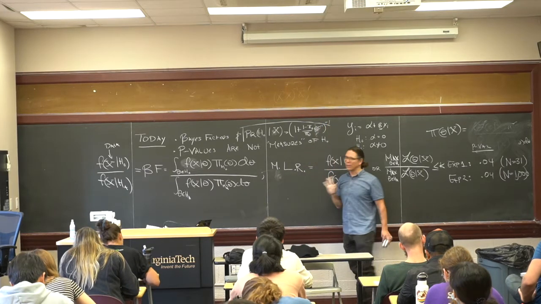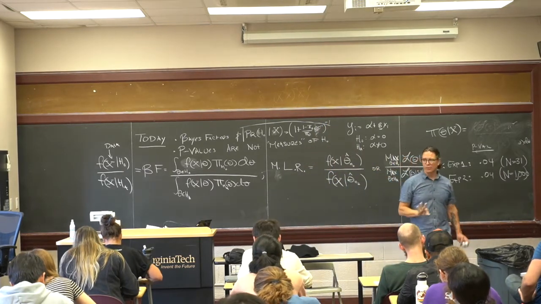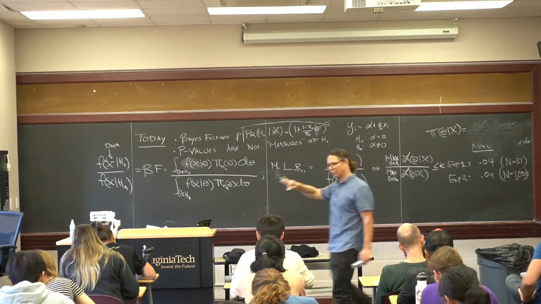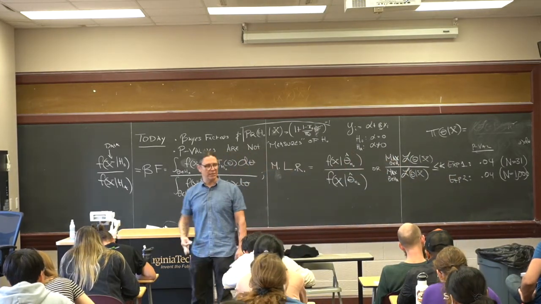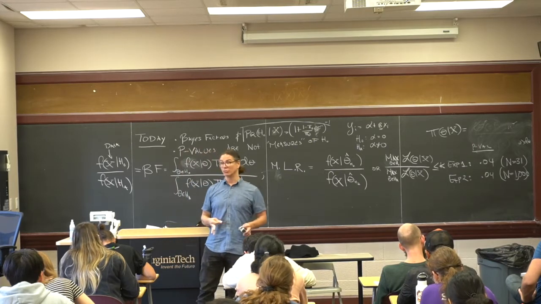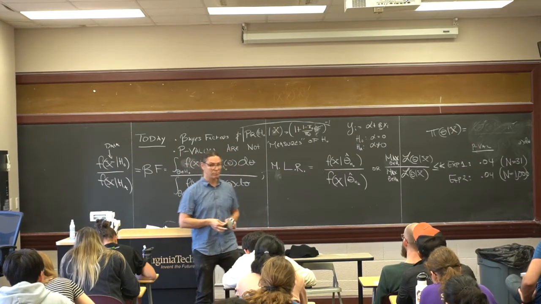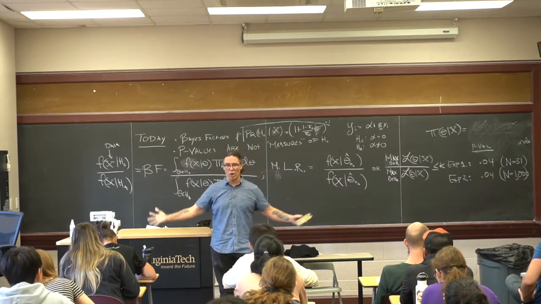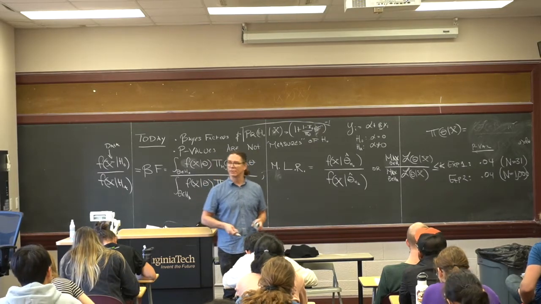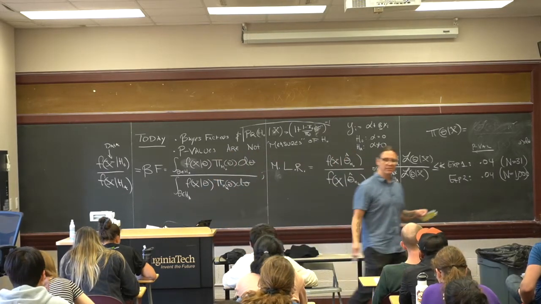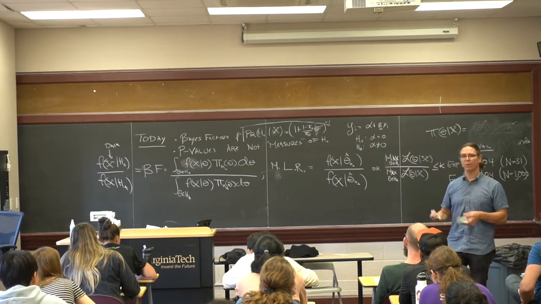There's a 1-to-1 relationship between the Bayes factor and the posterior probability of the null hypothesis. Probabilities are measures on something. So as that measure gets closer to 1, the more we believe that that's going to happen. As it gets closer to 0, the more we don't believe it.